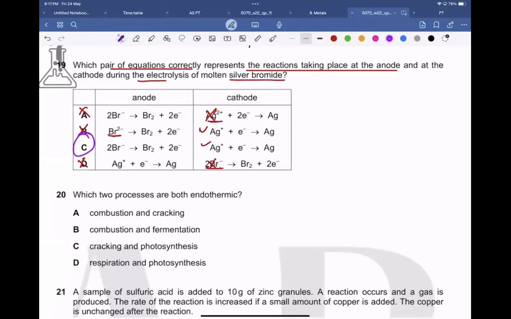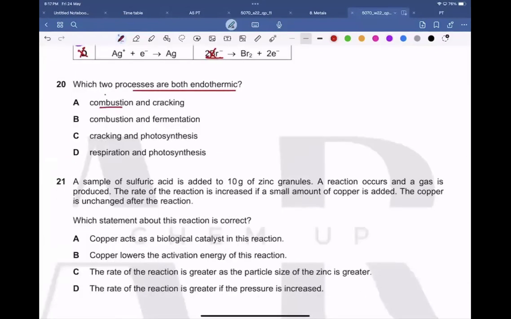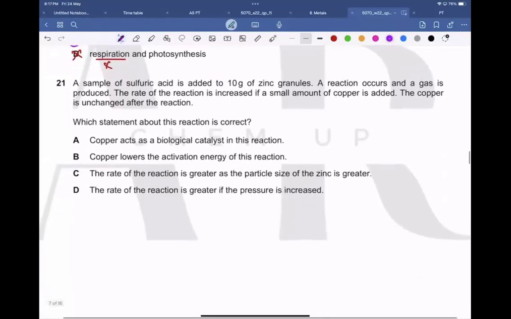Yes, very good, Khatija. Now, question number 20. Which two processes are both endothermic? Combustion, exothermic, right? So wrong. Again, combustion, exothermic, wrong. Cracking, we need energy, right? And in photosynthesis, we need energy. So both are endothermic. Respiration, energy is released in respiration. So D goes wrong. So C is the correct answer. Very good, Khadija.